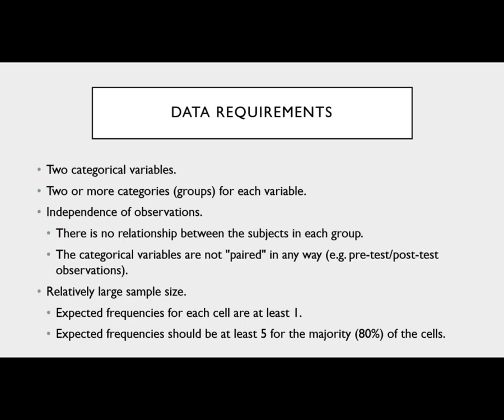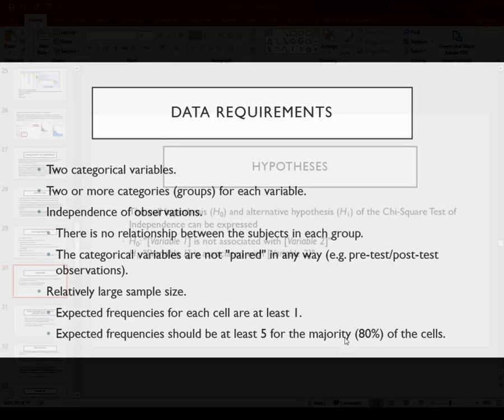It doesn't matter. The requirements are that we have two or more categories. They're independent observations. There's no relationships between the subjects in any way. They're not paired. And that we have a relatively large sample size. The expected frequencies for each cell are at least 1. And the expected frequencies should be at least 5 for at least 80% of the cells. We're not going to worry about that. The computer will tell us.